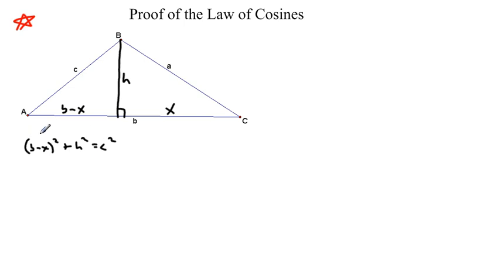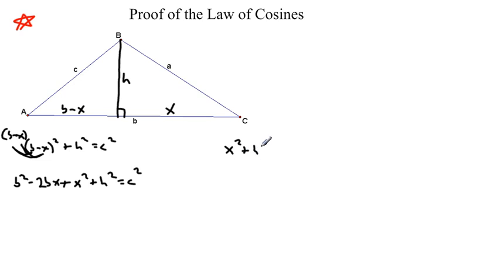If we simplify that, this B minus X squared, I'm just going to write it out twice so I can multiply this together using the distributive property. So if I do that, I'll get B squared minus 2bx plus X squared, and then I'll bring down plus H squared equals C squared. Okay. Now I'm going to do the same thing on the right-hand side. Let's use the Pythagorean Theorem here. On that side, we get X squared plus H squared equals A squared.